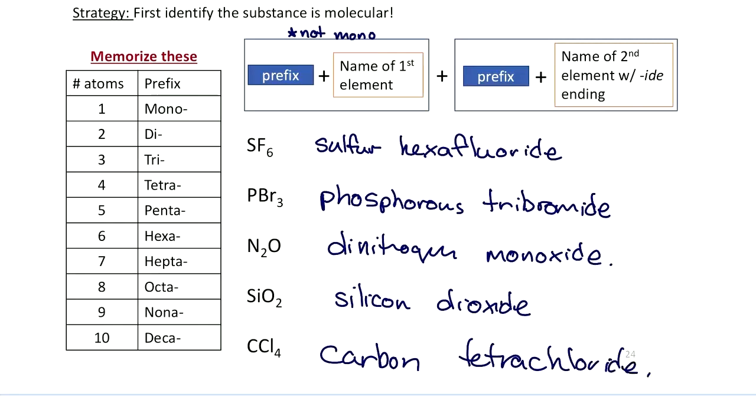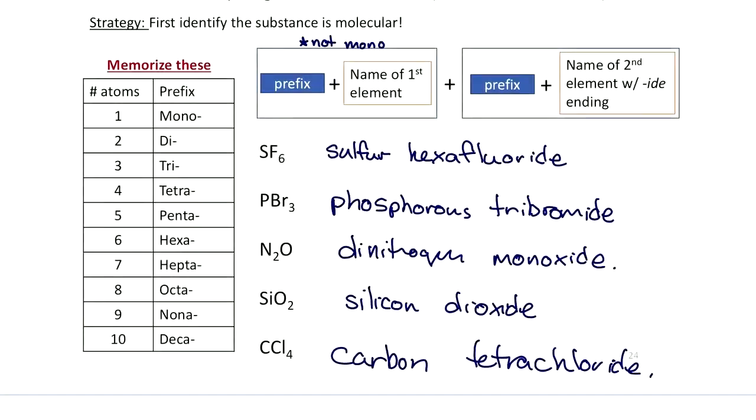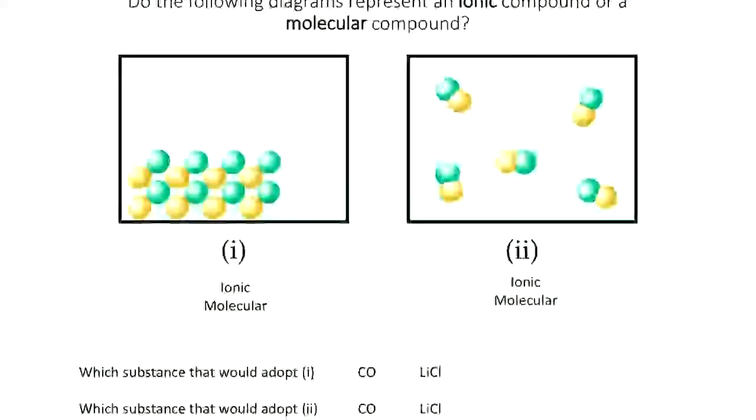Perfect. All right, and so what all these elements have in common, all nonmetals. Yeah, all nonmetals. Silicon's a metalloid, but here it's going to have nonmetal character. Okay. All right, so those are molecular compounds. Let's put it all together.